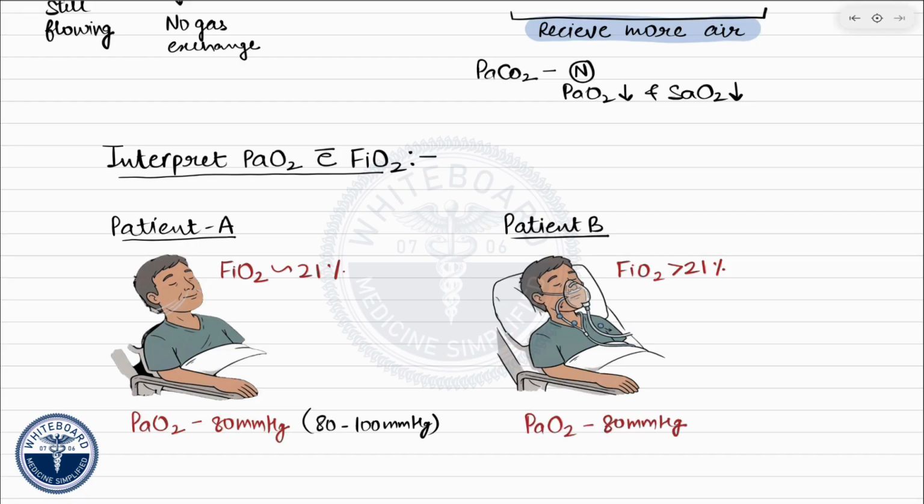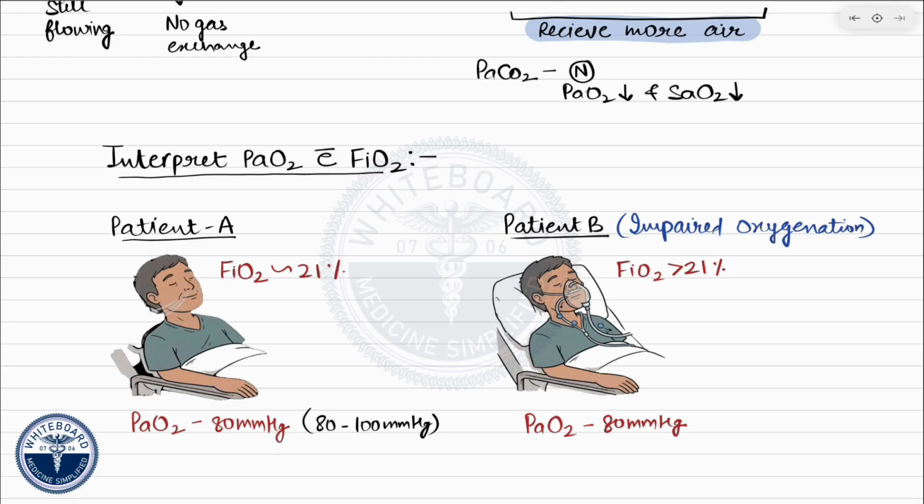At first glance, both patients have the same PaO₂, but the meaning is very different. For patient A, the lungs achieved a PaO₂ of 80 millimeters of mercury while breathing normal room air. But for patient B, the lungs achieved only the same PaO₂ despite receiving additional oxygen. This suggests that oxygenation is more severely impaired in patient B because we expect a PaO₂ of more than 80 millimeters of mercury when we are receiving supplemental oxygen.